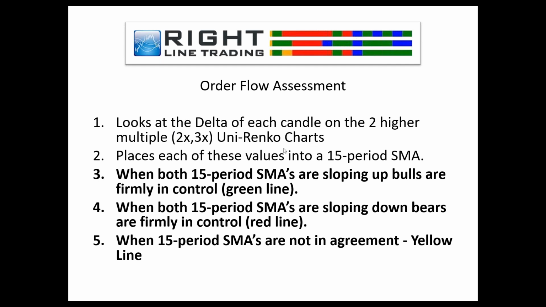And then in order to smooth the data, so the outlying deltas do not skew the ultimate assessment, we put those into a 15-period simple moving average. So you're looking at 15 values averaged over 15 periods. And that provides the 15-period SMA with a slope. And when the slope on both of the higher are long, going up, I'm telling you the bulls are firmly in control of the market.